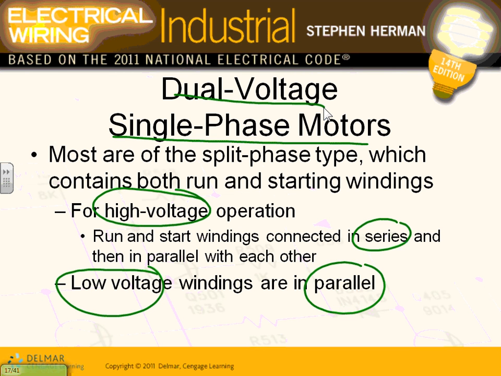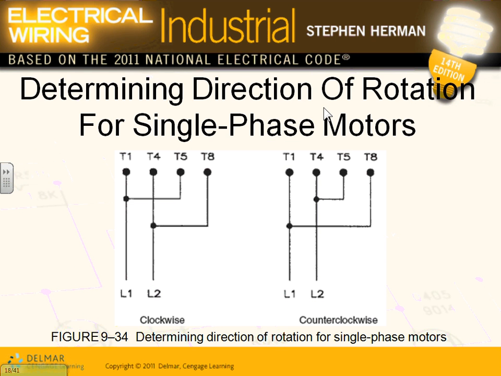The same thing. 120 coil, 120 coil. If I tie them in series, what do you get from the end? 240, high voltage. 120 coil, 120 coil. If I put them in parallel, like this, what do you get? 120, low voltage. That's the principle of operation of high voltage, low voltage, single phase, or 3-phase motors.